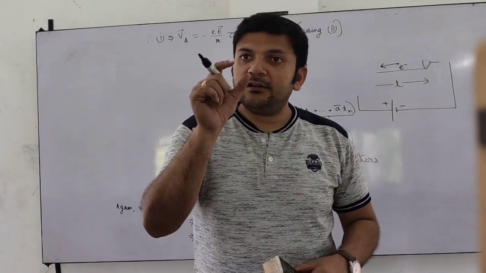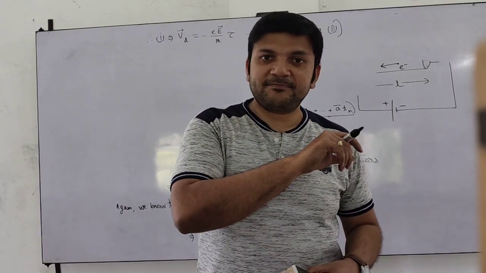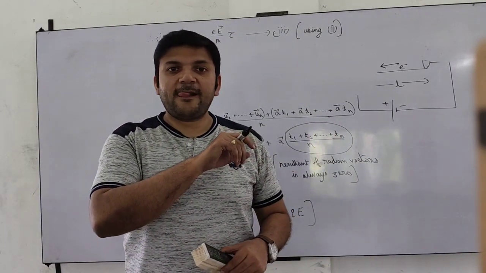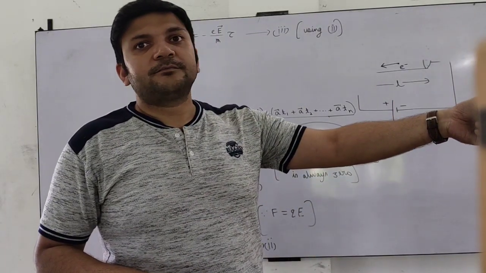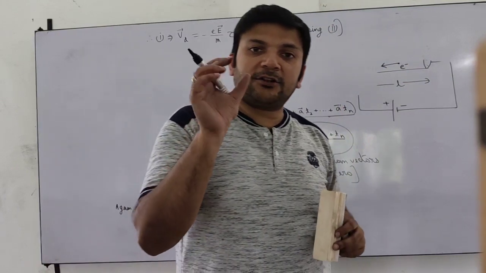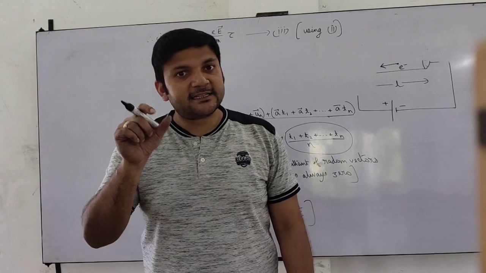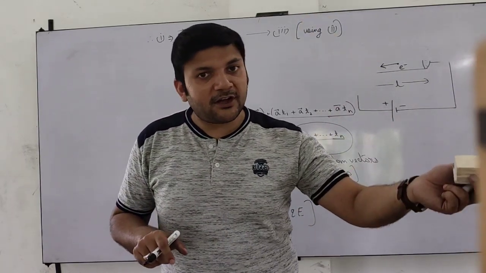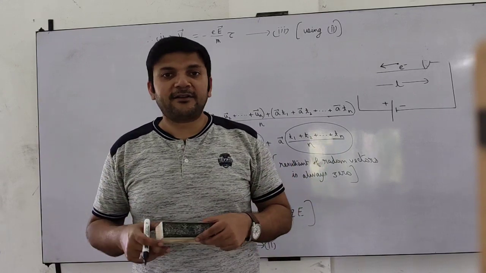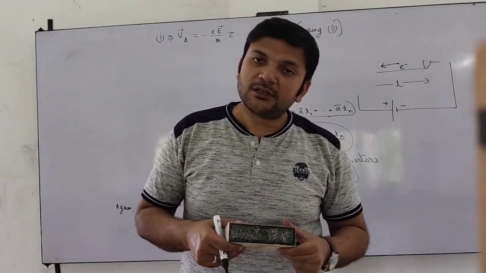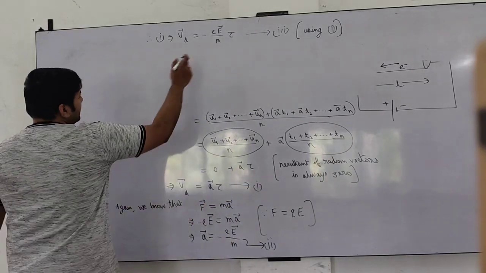An electron remains relaxed. When an electron remains in relaxation from one collision to the next collision, this time interval is called relaxation time.